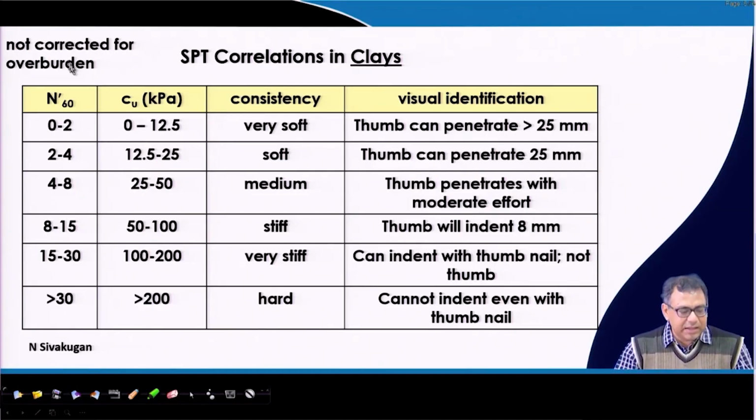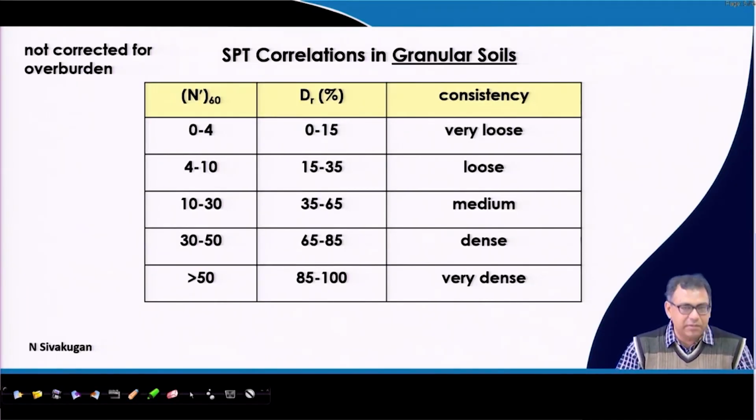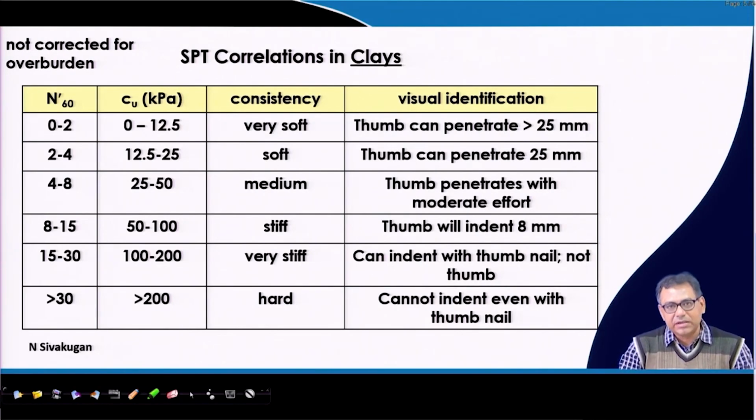But remember that sometimes these correlations are based on the measured N value, sometimes on the corrected N value, and sometimes some corrections have to be applied, some not. So, you have to be very careful about when to use the corrected N value, when to use the measured N value, and which corrections to apply. For example, this is N' 60, but here the overburden correction is not applied. So, this correlation is based on that.